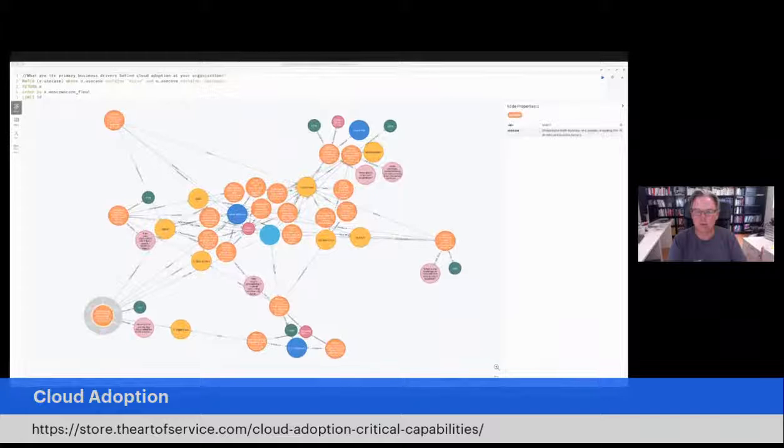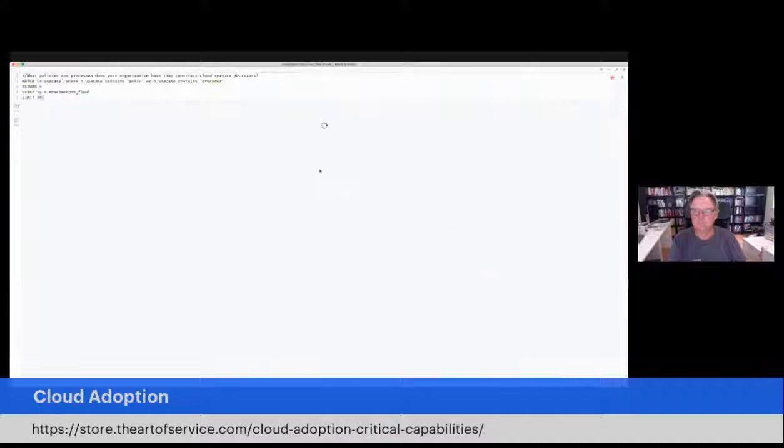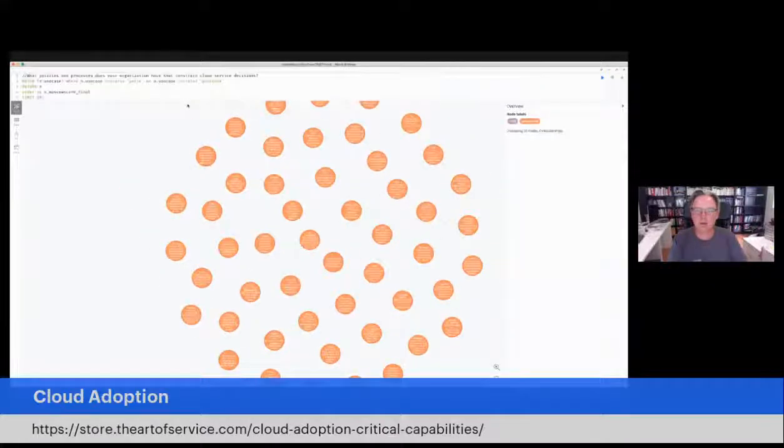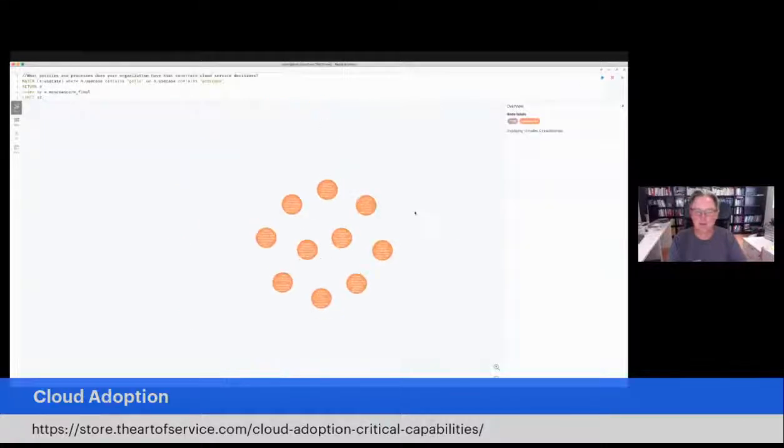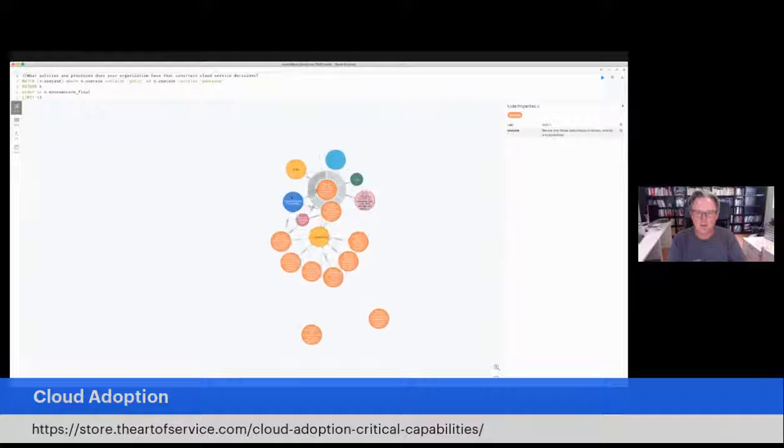All right, let's pull that away and pull it up. See what the database does for me. And run. So I'm looking here for use cases that have the words policies and procedures in it. What policies and processes does your organization have that constrain cloud service decisions? And again, I've done 50 here. I can do like 10, which is a bit less, easier on the eye than 50. And double click on this one.